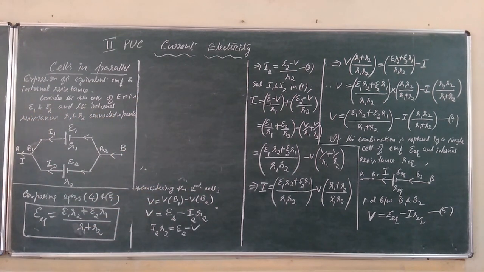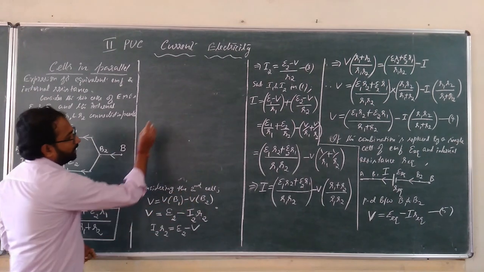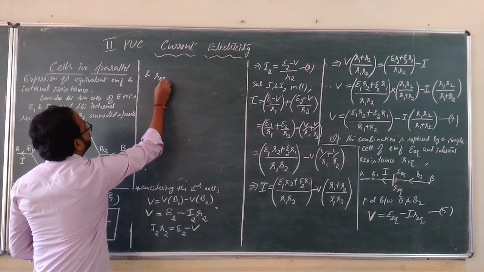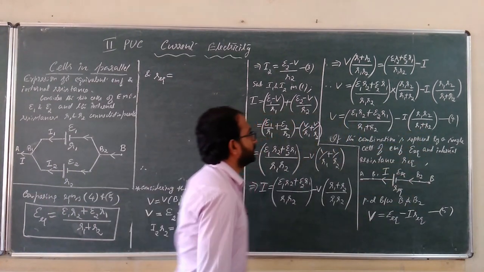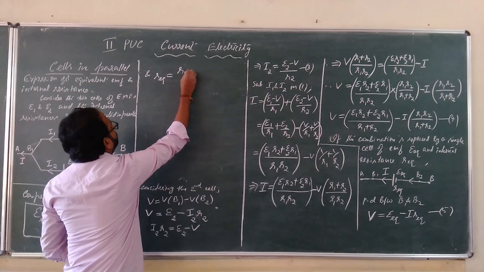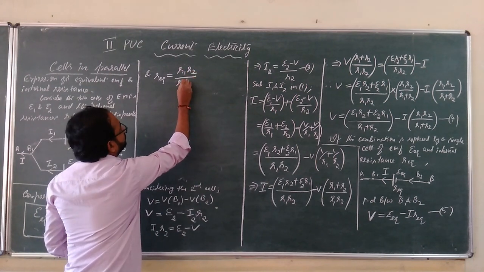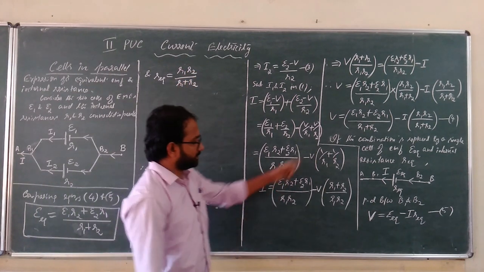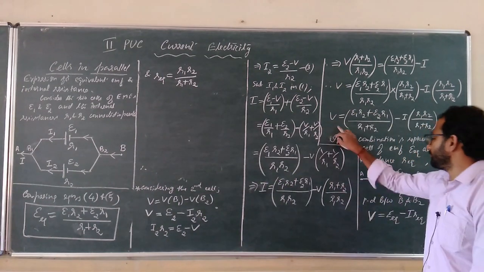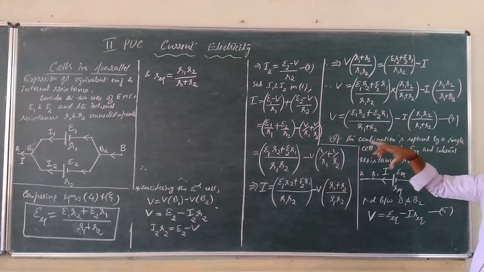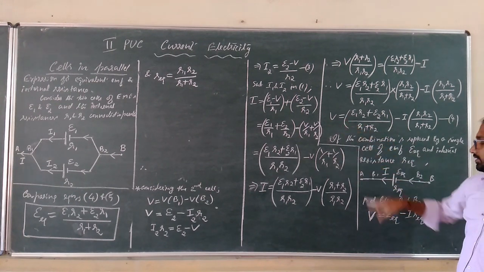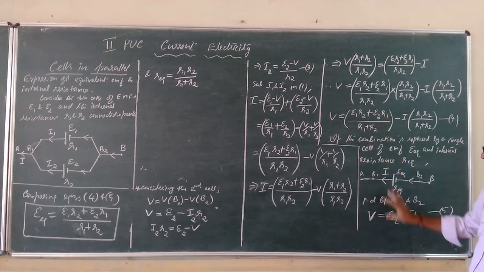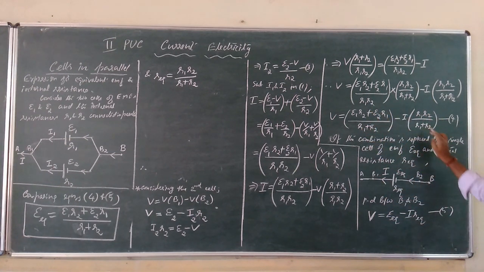So therefore, R equivalent is equal to R1 R2 divided by R1 plus R2. If you compare these two equations, the LHS of this equation is the same. V, the terminal potential difference across the combination and across the cell, is the same. So therefore V is equal to something here, minus I into something. Therefore, this should be E equivalent, and this should be R equivalent.